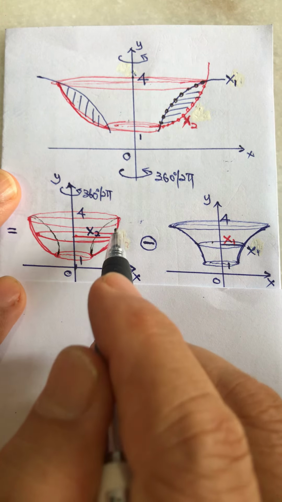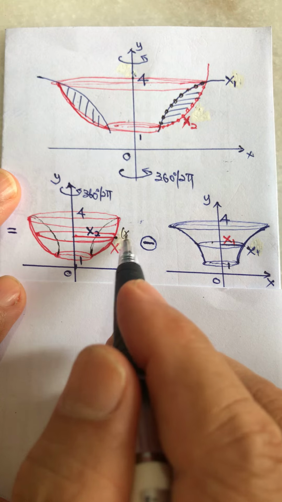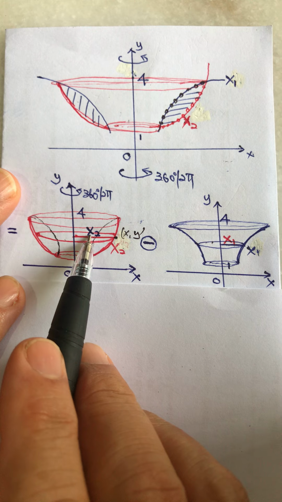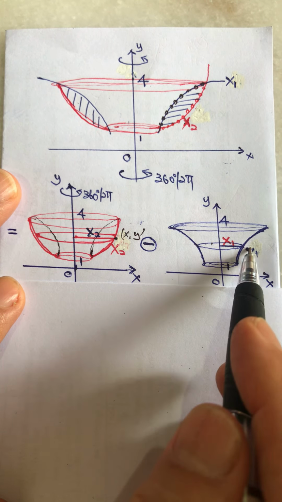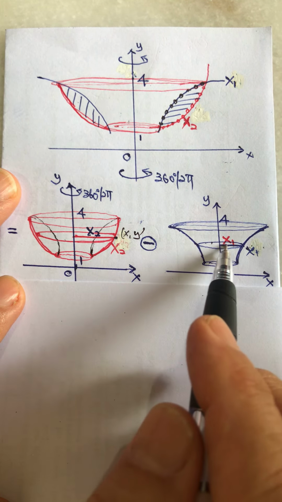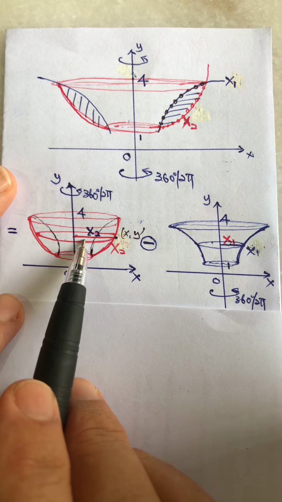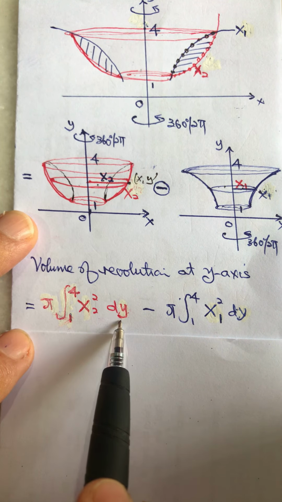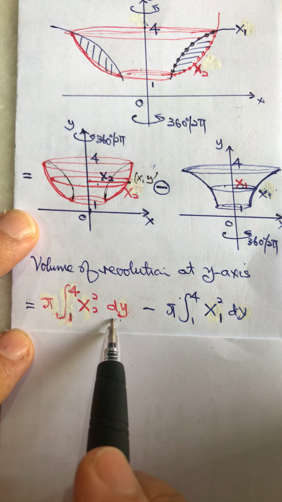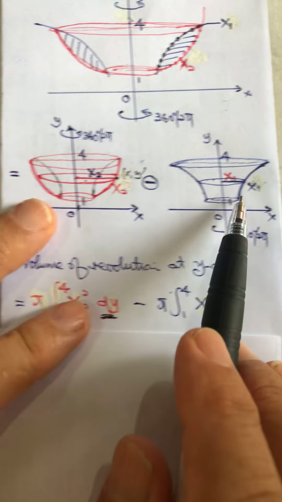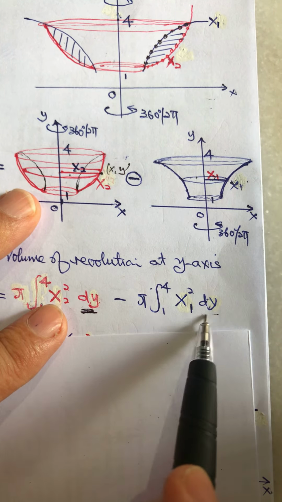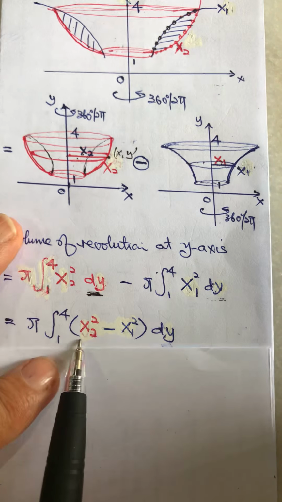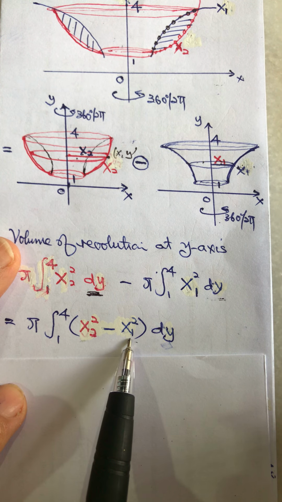Now look at this one. This point is (x, y). Because you rotate here, x is the radius. Let's say x2. And then here also x and y. Let's say x1. The radius will be x1. So the volume here will be pi x2 square dy, because you rotate about the y-axis, dy. Here also you rotate about the y-axis, so dy by x1. So this one minus this one, x1 square. When you combine, you will get this. So this will be the formula.